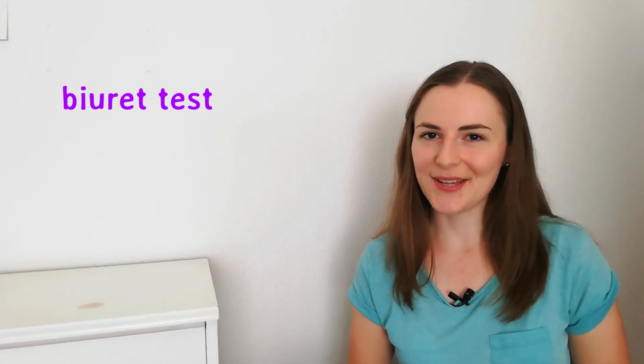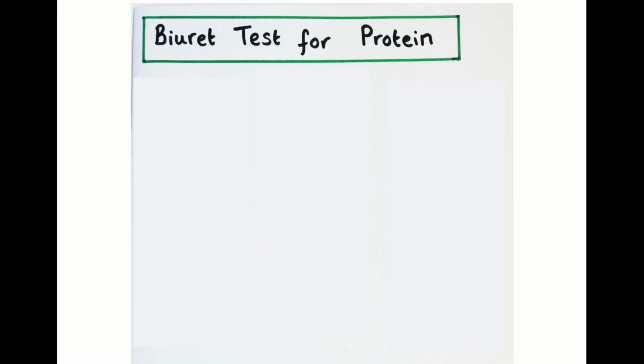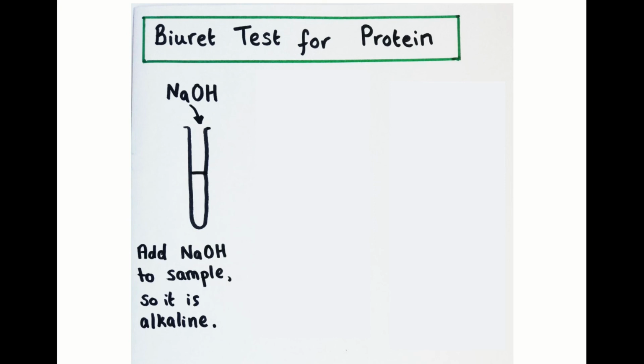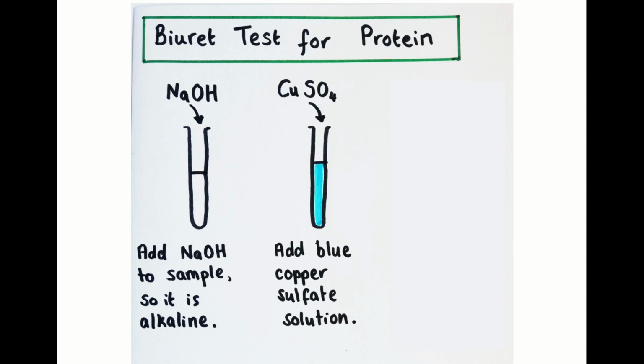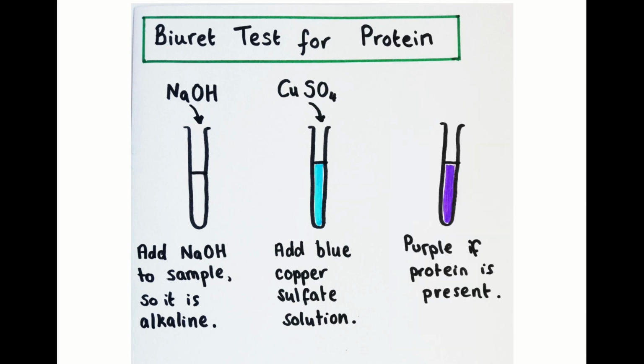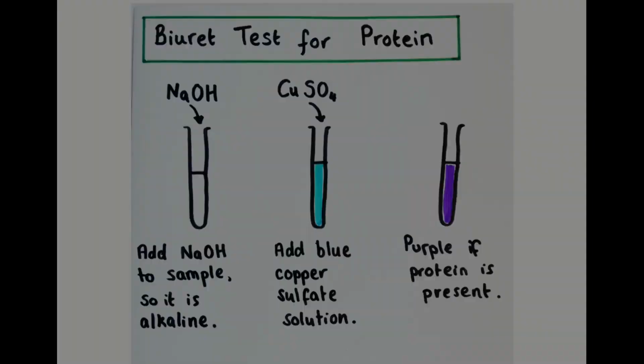Now, what is the food test for protein? Well, it's the Biuret test and it has 2 steps. Step 1. Add a few drops of sodium hydroxide solution to the test sample to make it alkaline. Step 2. Add some copper 2 sulfate solution. If protein is present, this will turn purple. If not, it will stay blue.